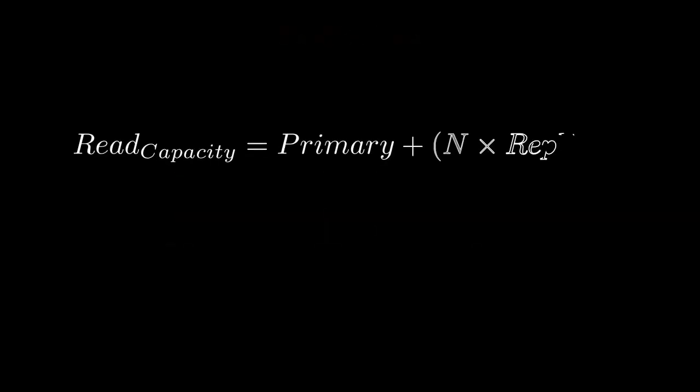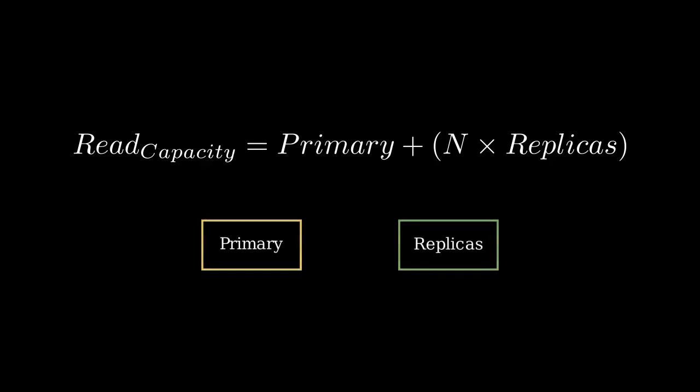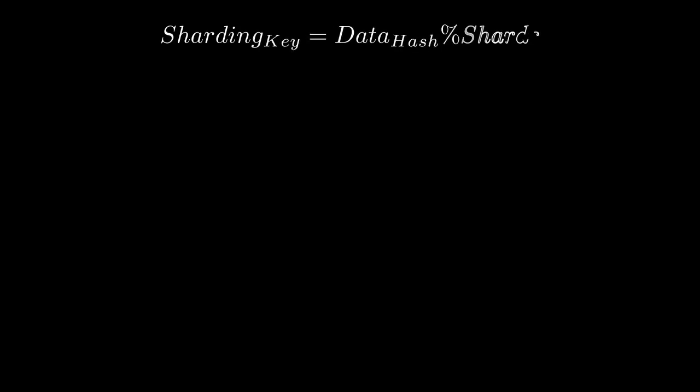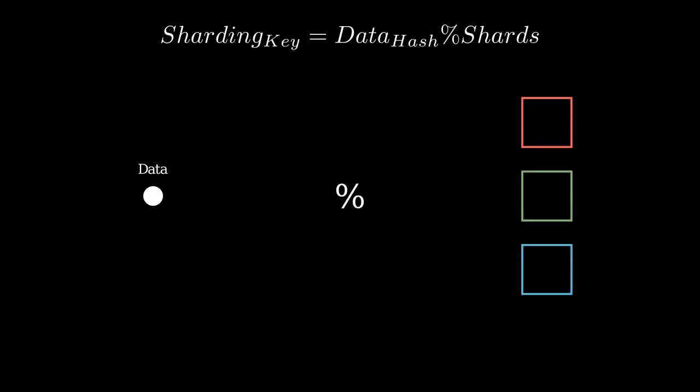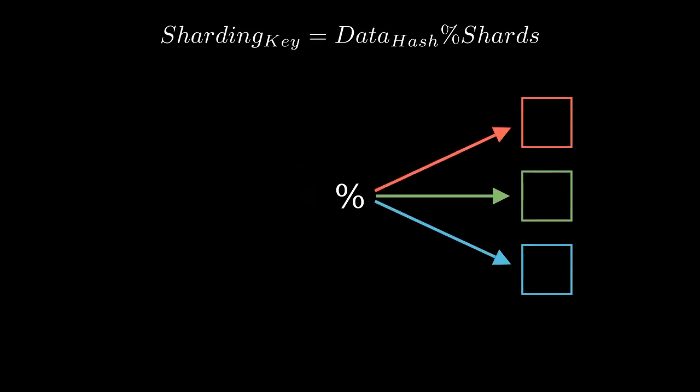You use replication. Replication creates exact copies of your data on different machines, ensuring that if one goes down, you have backups ready. You can calculate your total read capacity by adding your primary source to the number of replicas you maintain. To know exactly where each piece of data belongs, you use a sharding key. This formula uses the modulo operator, represented by the percent sign, to take your data hash and distribute it evenly across your available shards. Just remember to scale smart, not hard.